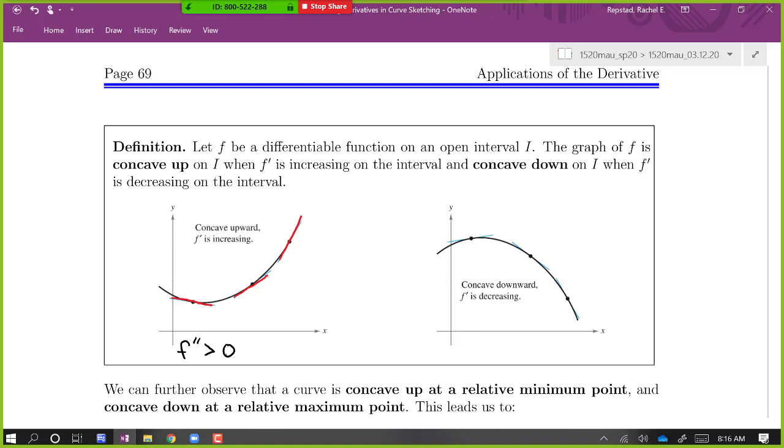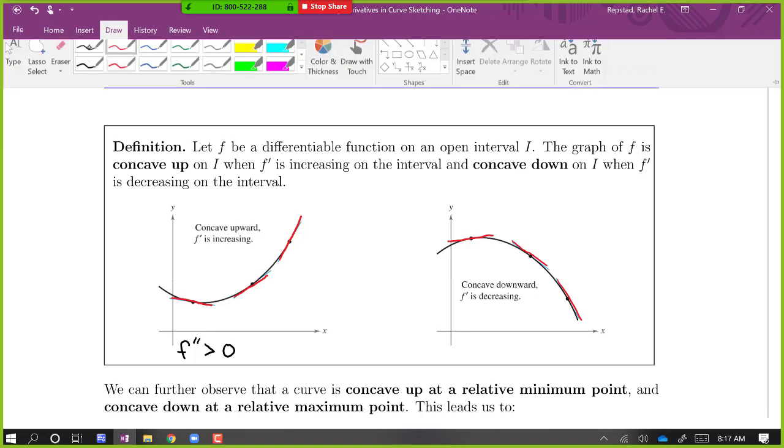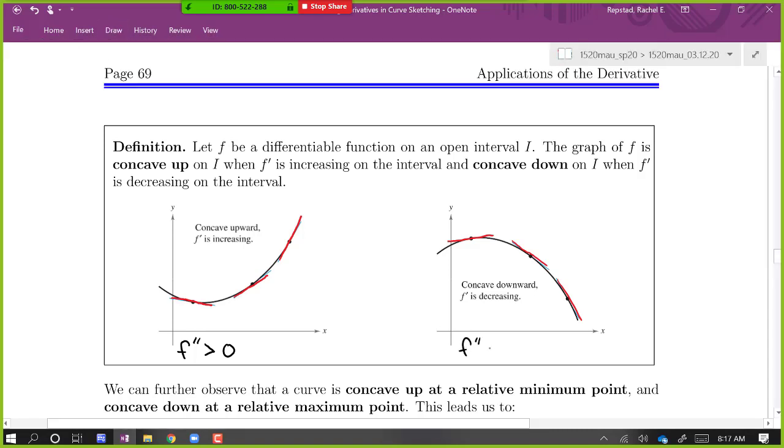We could sort of see it in action by looking at these tangent slopes, but the derivative f prime is decreasing, and that means that its derivative has to be negative, right? And f prime is a function in its own right. So if it is decreasing, then its derivative has to be negative.